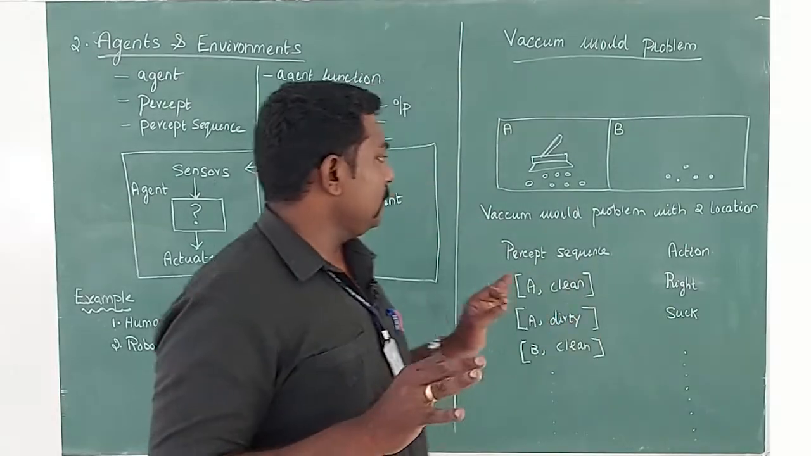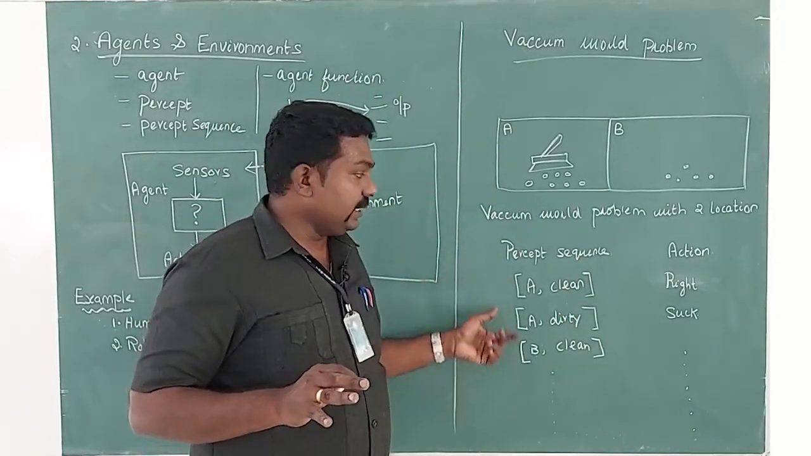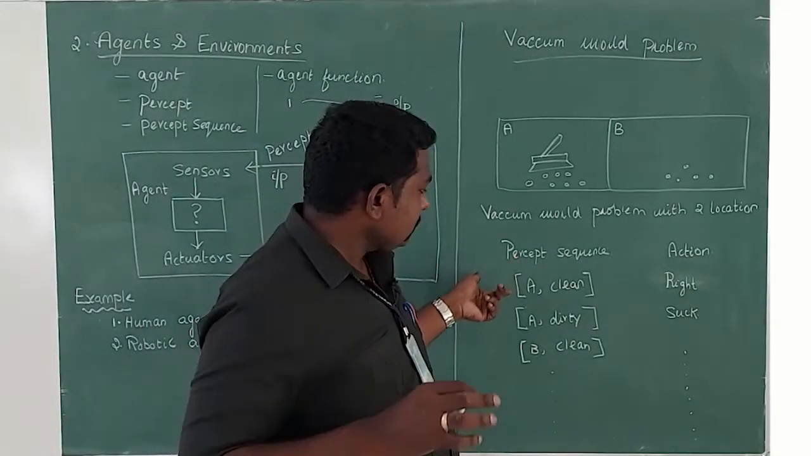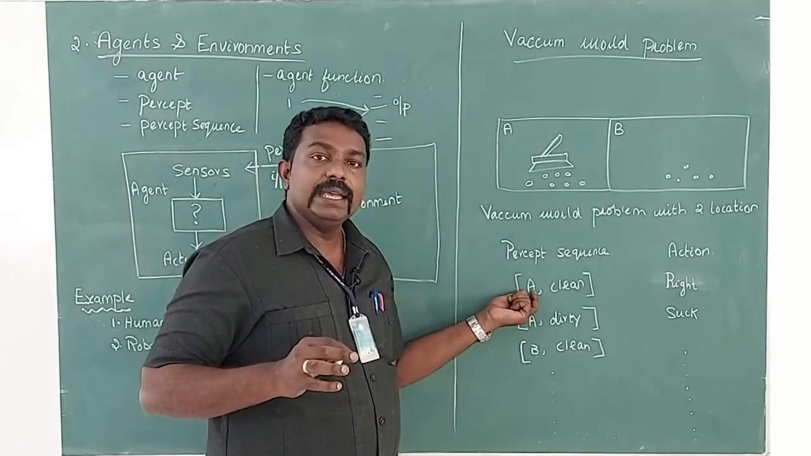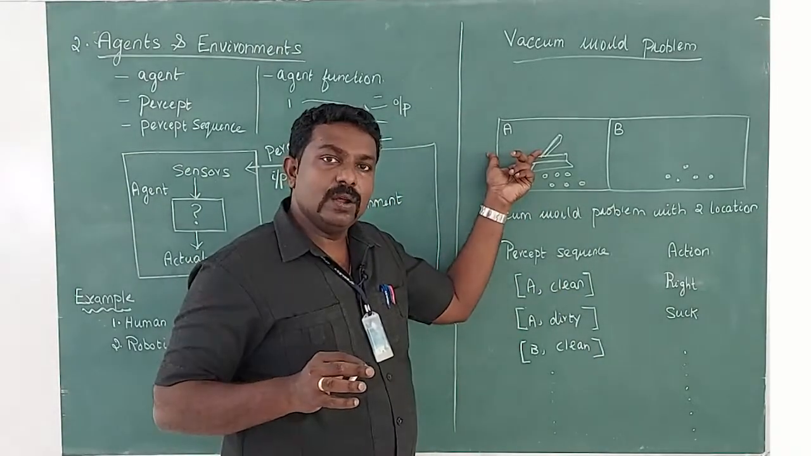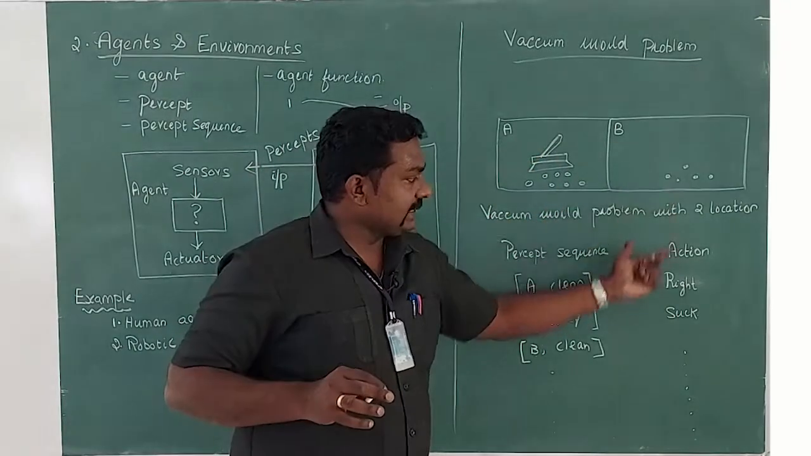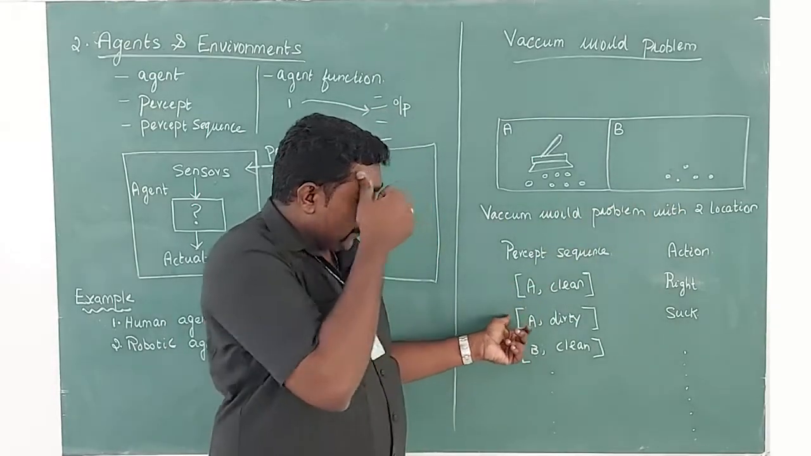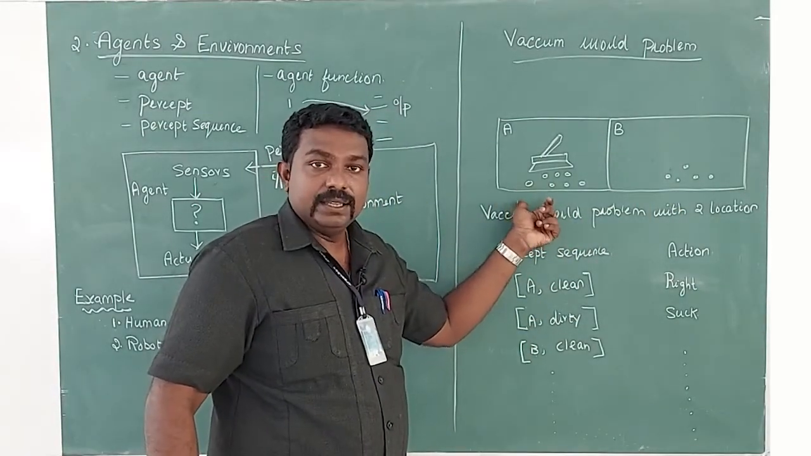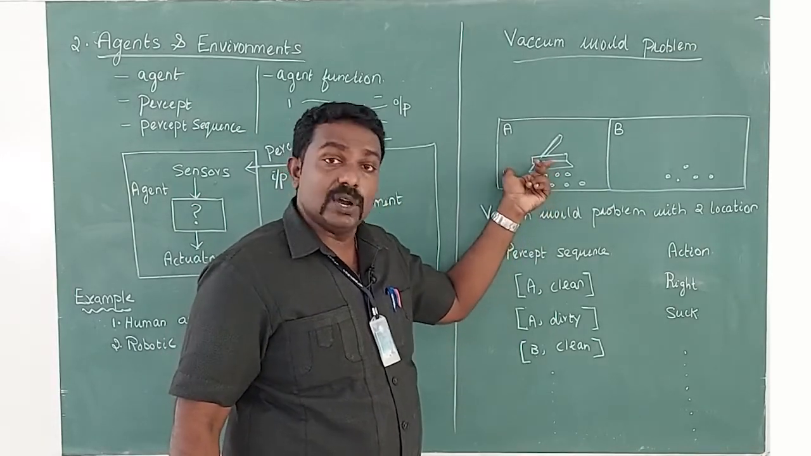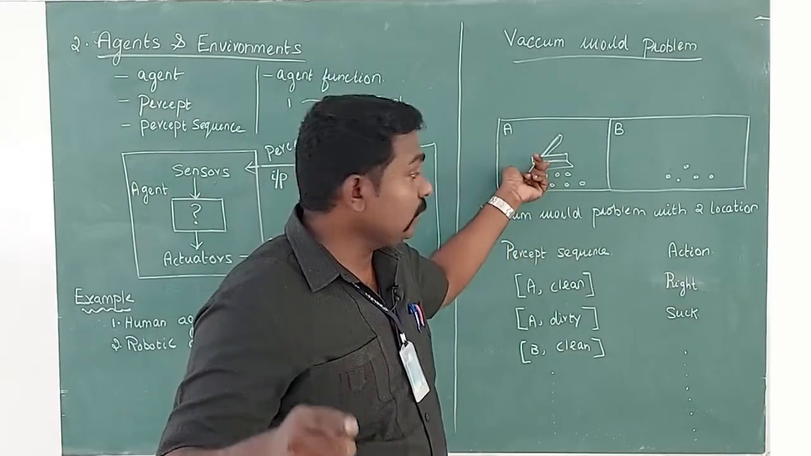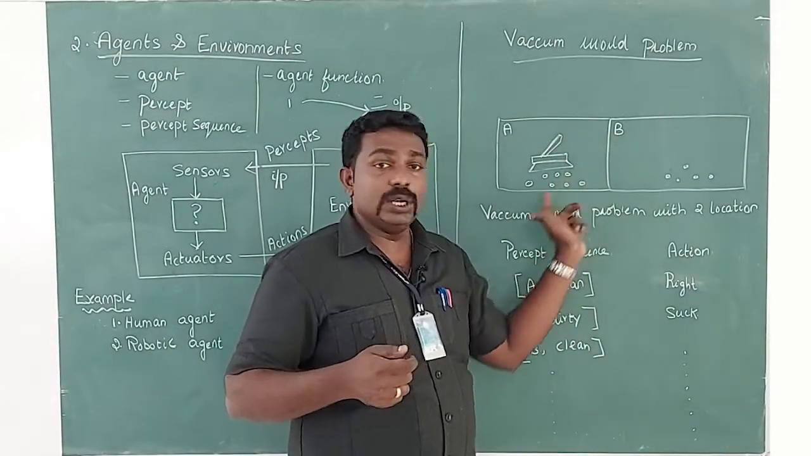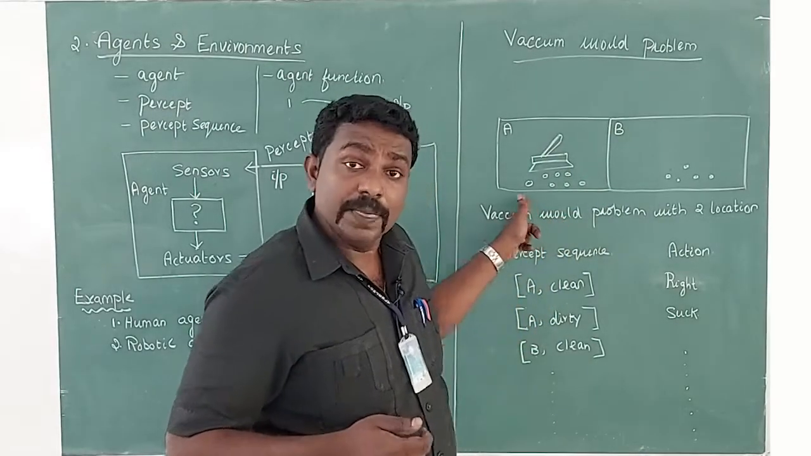This is how knowledge is built. The percept sequence means the sequence of inputs. If room A is clean, what do you have to do? You move to the right-hand side. So the action taken is to move right. Now suppose room A is dirty and the vacuum cleaner is also present there. What do you have to do? You have to clean that room. You have to suck and clean all the dirt present in room A.